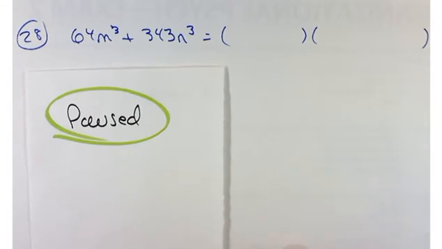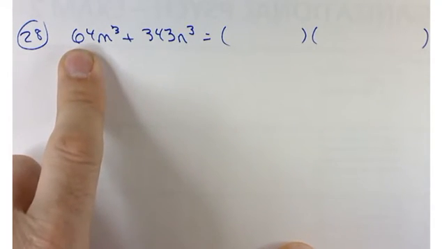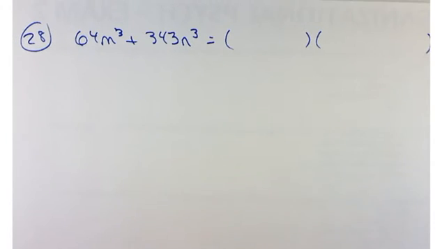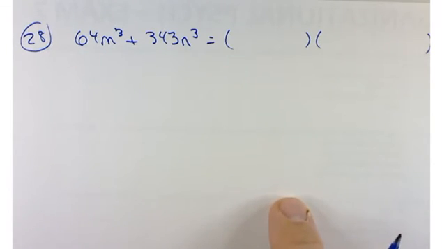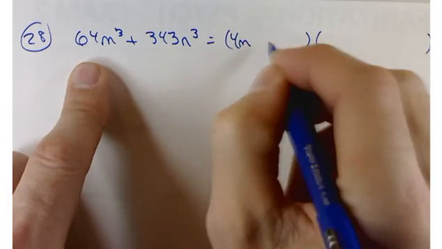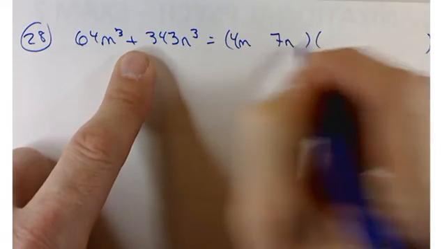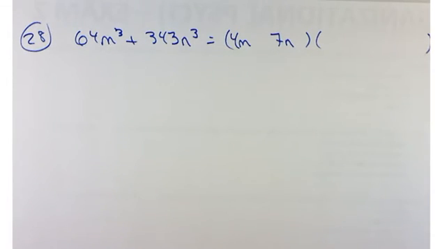So the sticky point for a lot of you seems to have been making sure you get the right number to cube to get 64. 64 is on both lists. It's kind of a special number. 4 cubed is 64, and 8 squared is also 64. But we want to pick the number that's coming off of the perfect cubes list. So that number would be a 4. 4m, and then 7n.